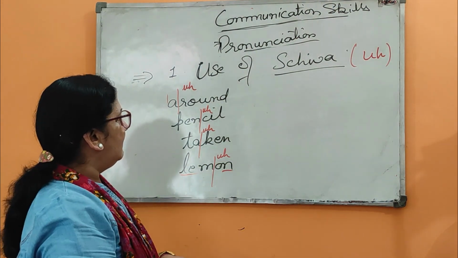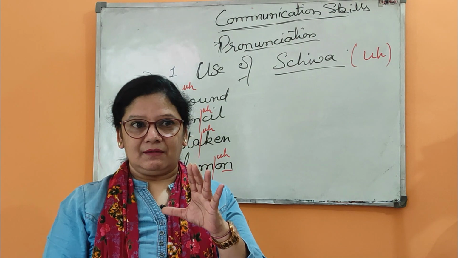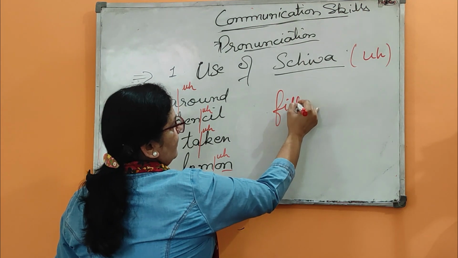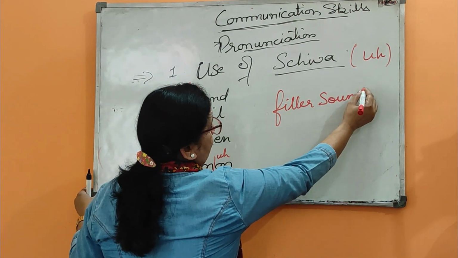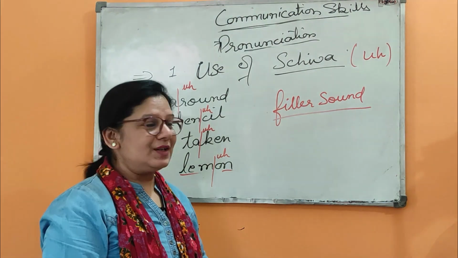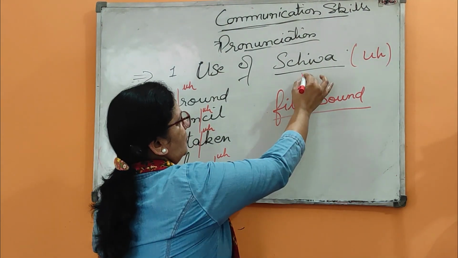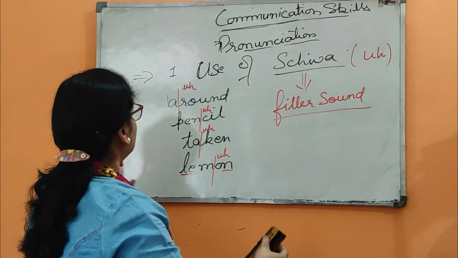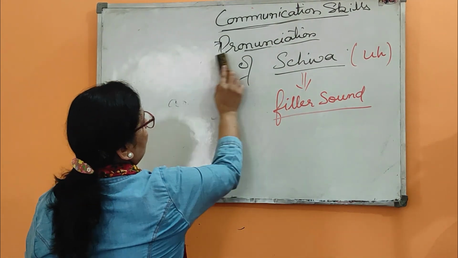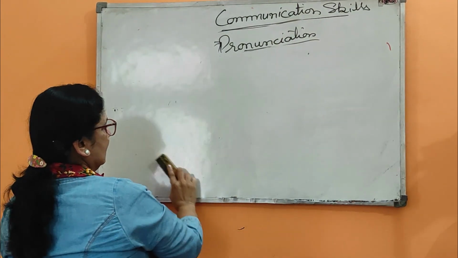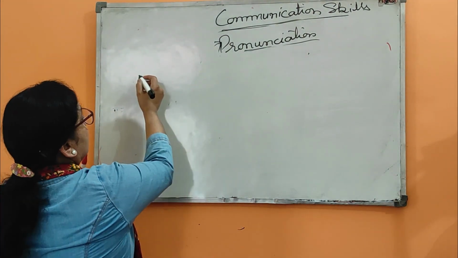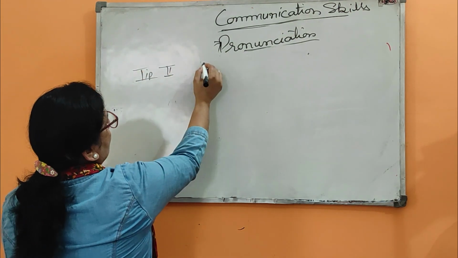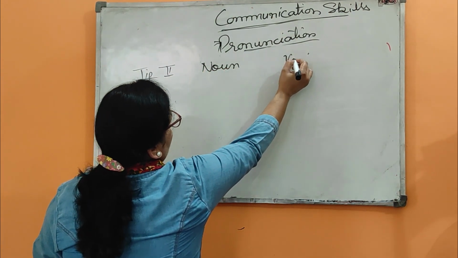So we find them when we speak in very calm mode. To notice where this schwa is used: it is a filler sound, where we have to take breath, we are not supposed to take a long pause. We call it a filler sound, that is schwa. We will take it in detail in some other video. This was just a tip. Now the second tip I would give you, this was the first one regarding pronunciation. The second one is how to differentiate whether it is a noun or a verb.